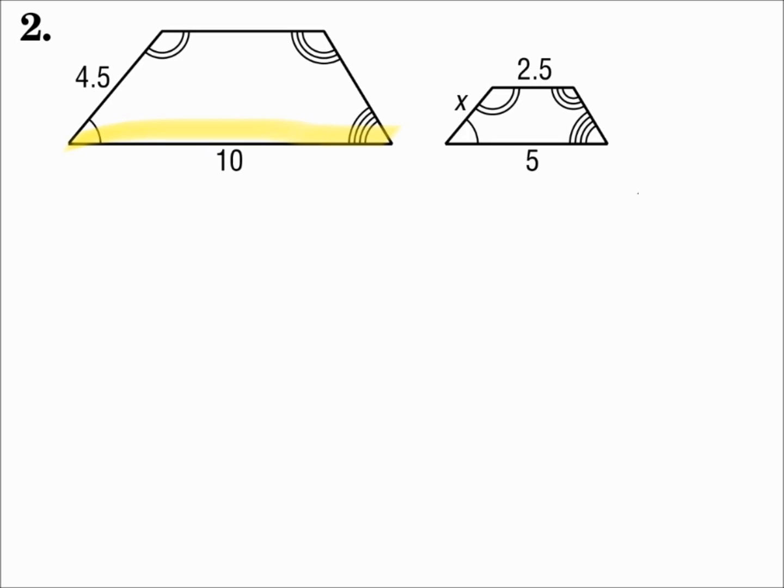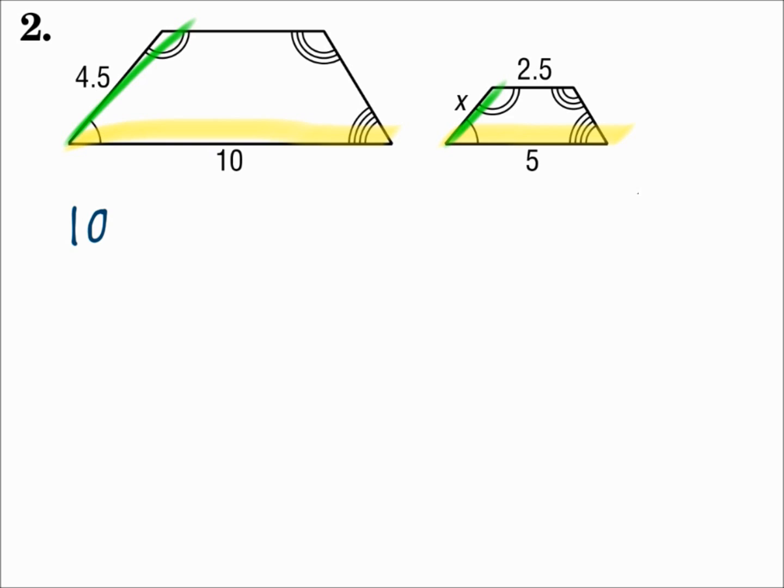The side of 10 is between 1 arc and 4 arcs. That matches the side 5, which is between 1 arc and 4 arcs. The side 4.5 is between 1 arc and 2 arcs. That matches x between 1 arc and 2 arcs. The remaining sides we don't need to worry about because we already have enough to make a proportion.